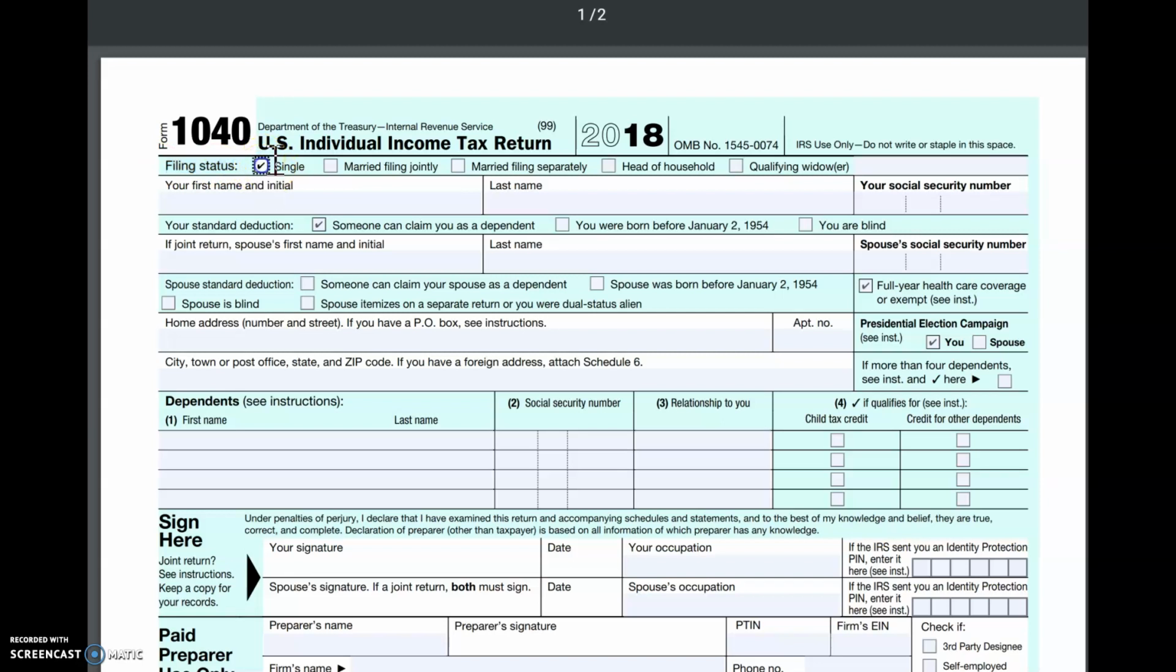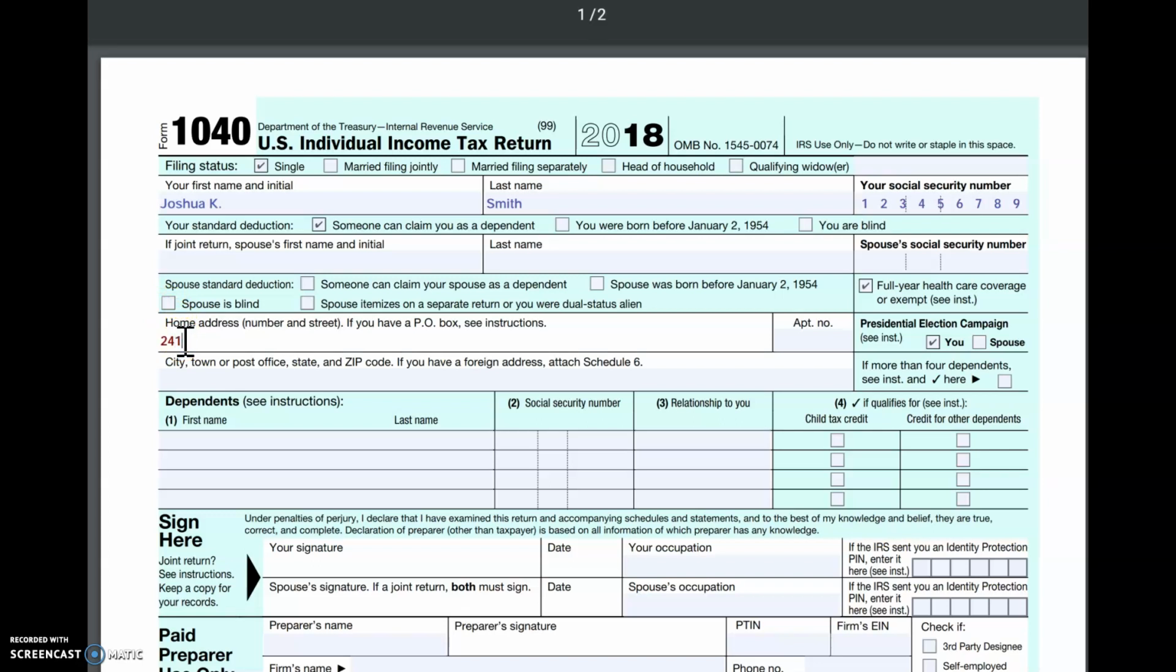Josh is single, so we'll check single. First name, and you do want to put his legal name, which is Joshua. Middle initial K, last name is Smith. His social security number is 123456789. He is a dependent of his parents, so we will check someone can claim as a dependent. And he's not married, so we'll skip the spousal information.